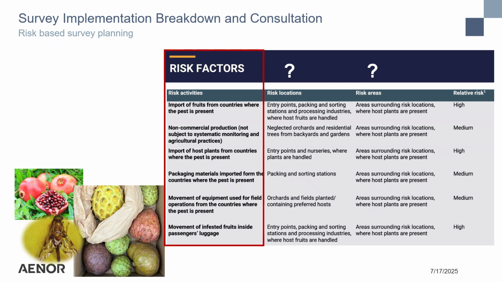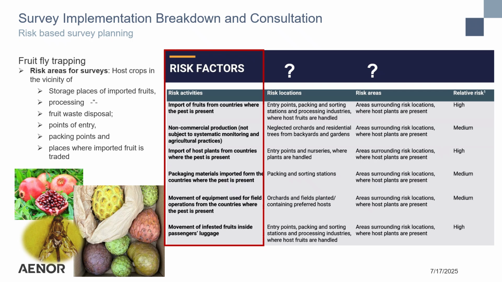Such technical documentation is needed in developing the survey protocols, where we need to consider the risk factors which contribute to entry and establishment of new pest species. For example, this is an import of fruits and plants, hobby growing of plants, infested packing material, and so on. Then we need to identify the risk locations where those activities take place, such as storage places of imported fruits, processing and fruit waste disposal places, border points of entry, packing stations and places where imported fruits are traded, and so on.